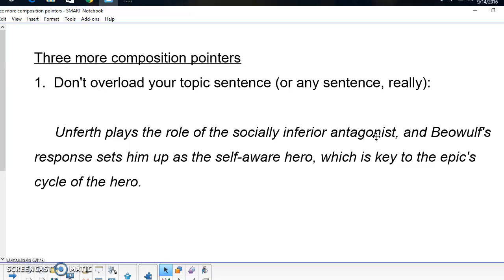Before you move on to more stuff, you have to first explain to your reader what you mean by socially inferior antagonist. And you do that by going to the text, finding some evidence, interpreting it, and repeating this key term. This next part is also a good sentence. Beowulf's response sets him up as the self-aware hero. That's really good. Here's another character.